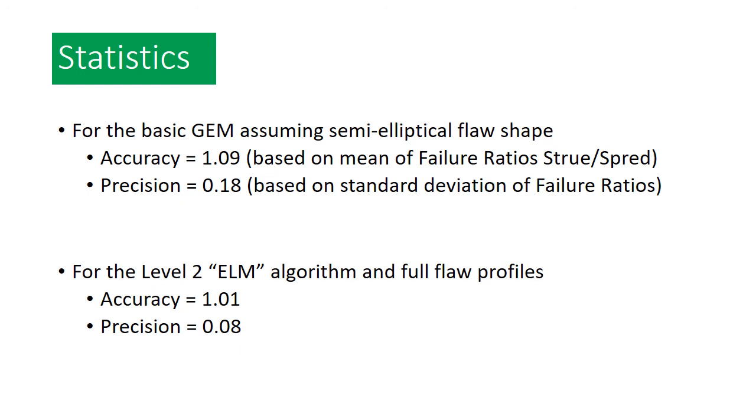If I look at the level 2 ELM algorithm I've developed and look at the full flaw profiles, I can improve that accuracy to 1.01 with a precision of 8%. So it seems to me that that's a step in the right direction. Now, I should mention that a lot of you, I'm sure, are skeptical of that square root relationship. But it seems to me from these statistics that it seems to be working at this point. I would certainly love to have some more data to play with to really confirm this and lock it down. But at this point, that square root relationship seems to be working fairly well.